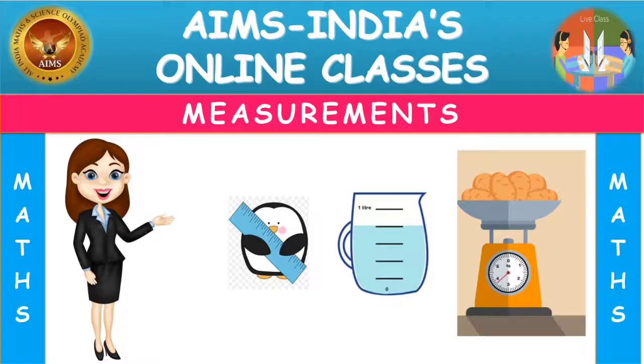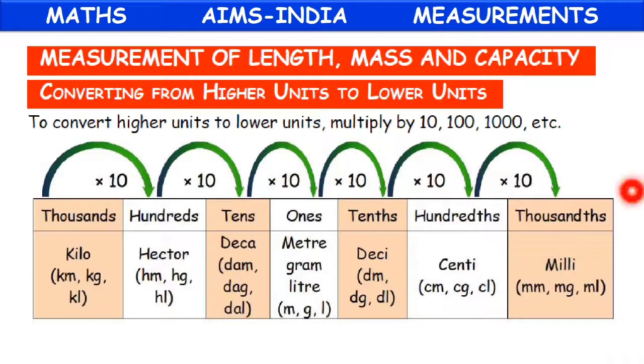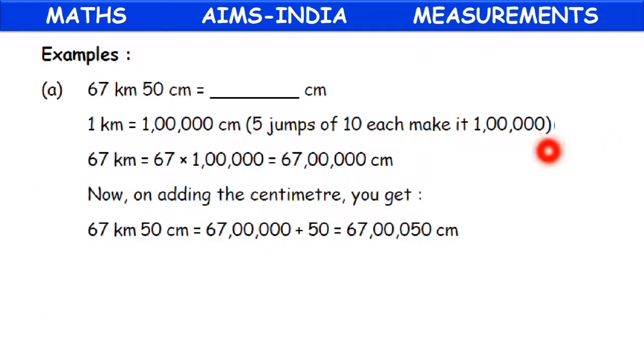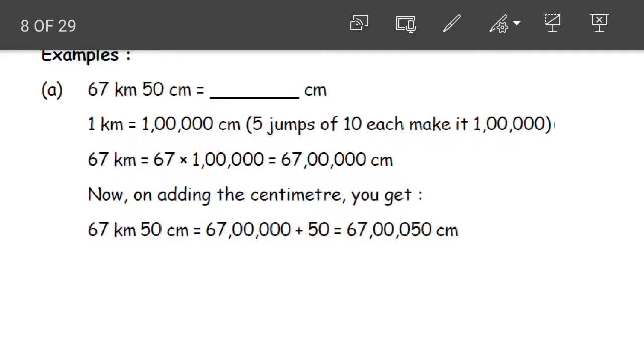Yes, from the chapter measurements, in the previous class we have just learned that when we have to convert a higher unit of measurement into a lower unit of measurement, we multiply it by 10, 100, 1000, 10,000, etc., depending on the number of jumps. So let us practice some example problems on the concept. First one, convert 67 kilometers 50 centimeters into centimeters.